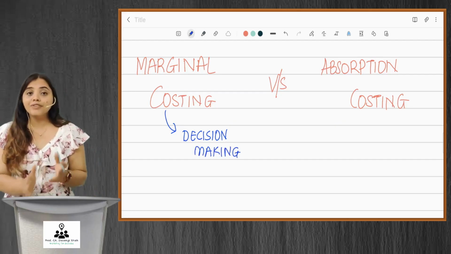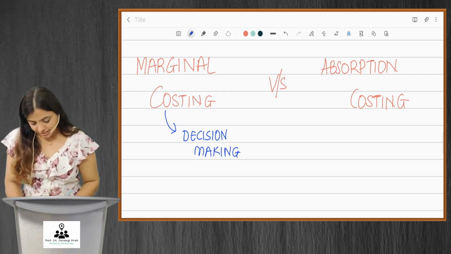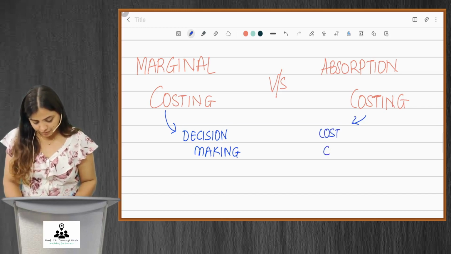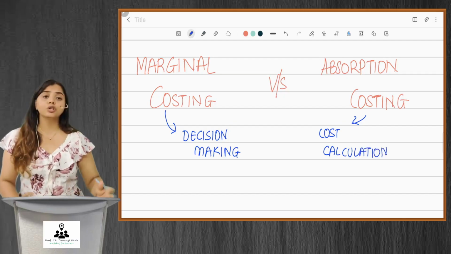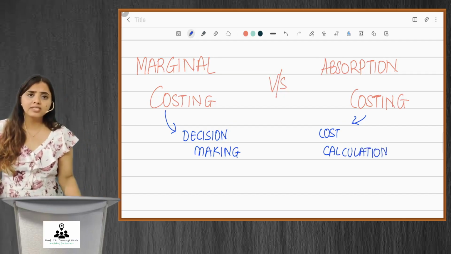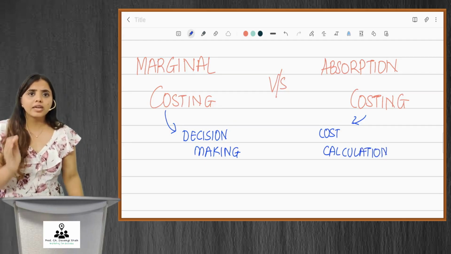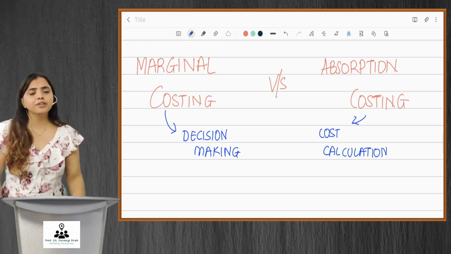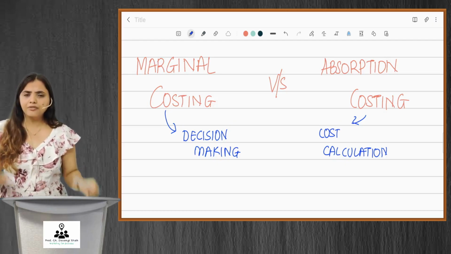But that is so very different from absorption costing, friends. We learned absorption costing for cost calculation, to get the full cost, to get the total cost. And when the objectives of the two concepts are different, how can the calculation be the same? There will be a difference in the profit. And what is that difference?